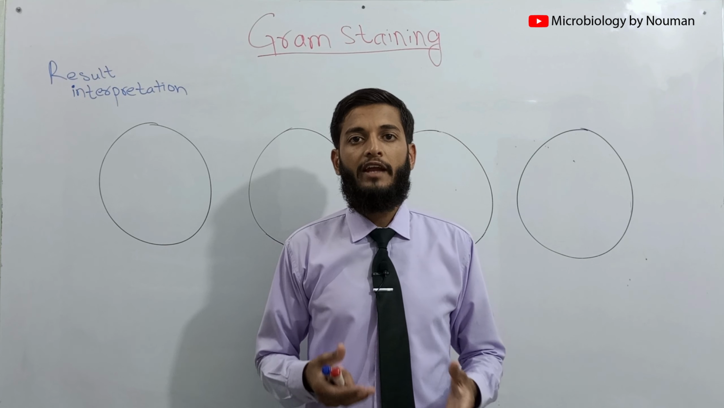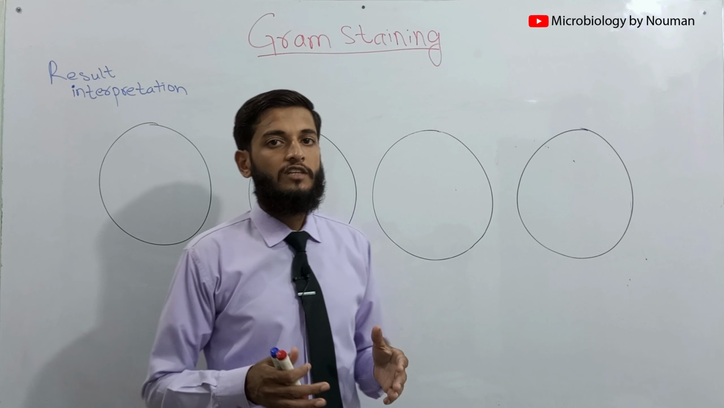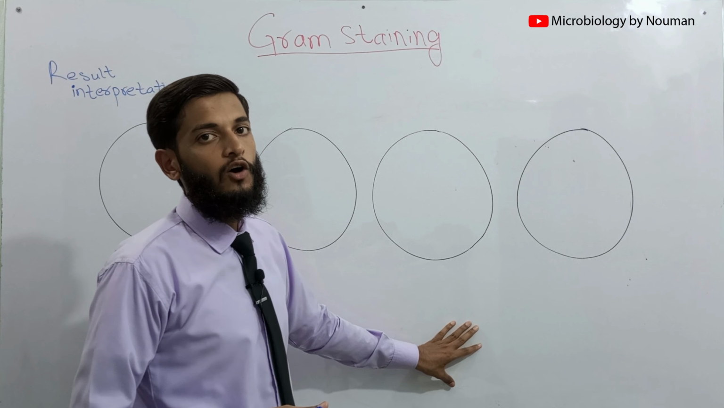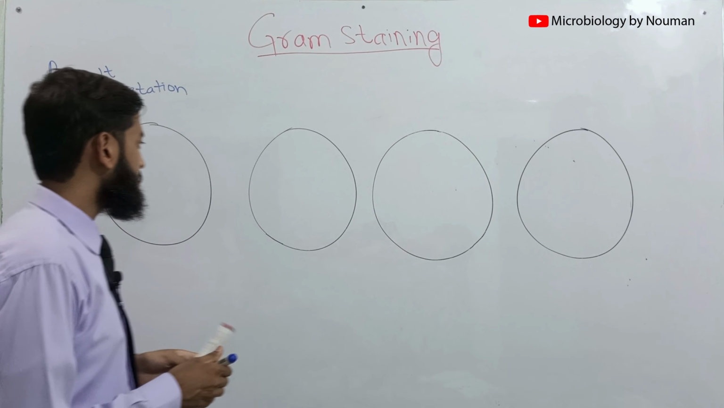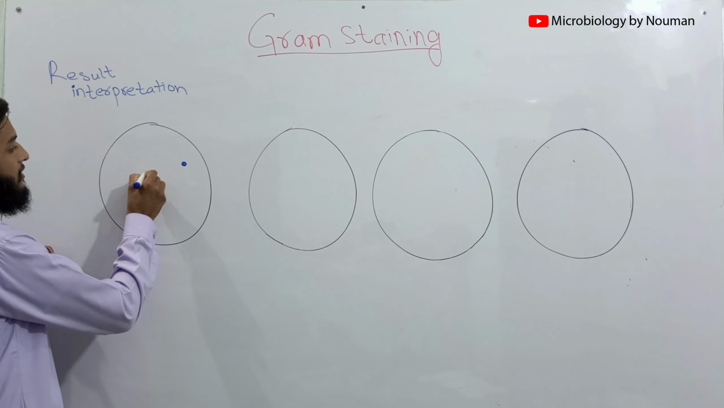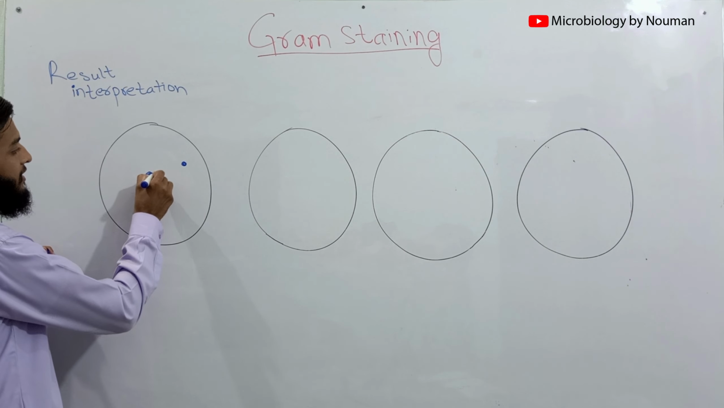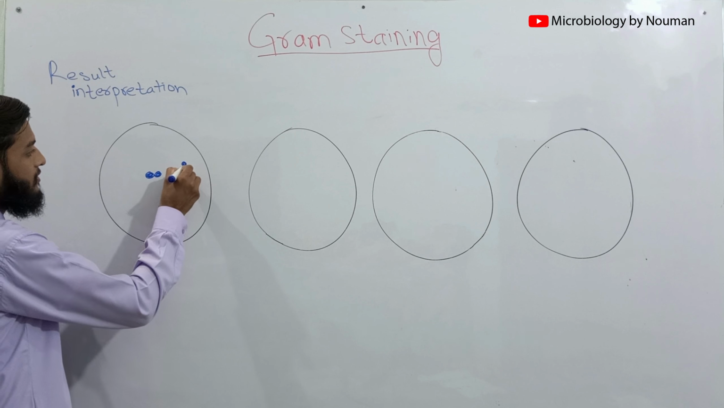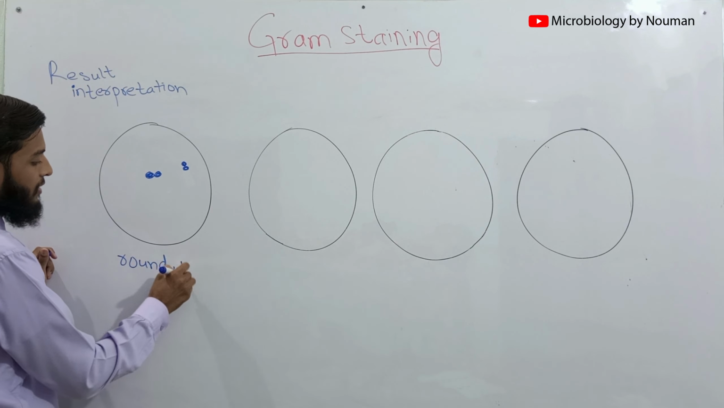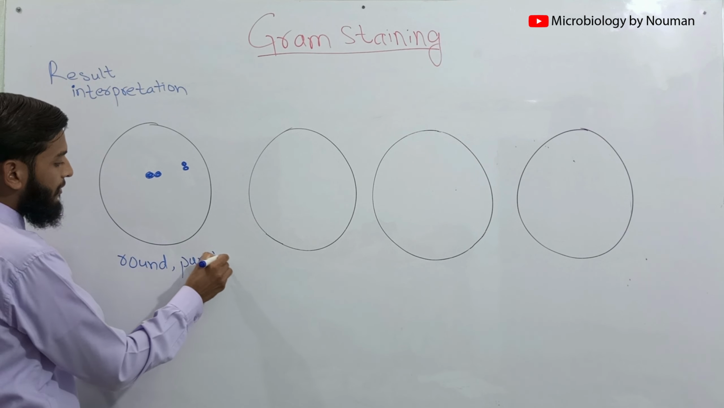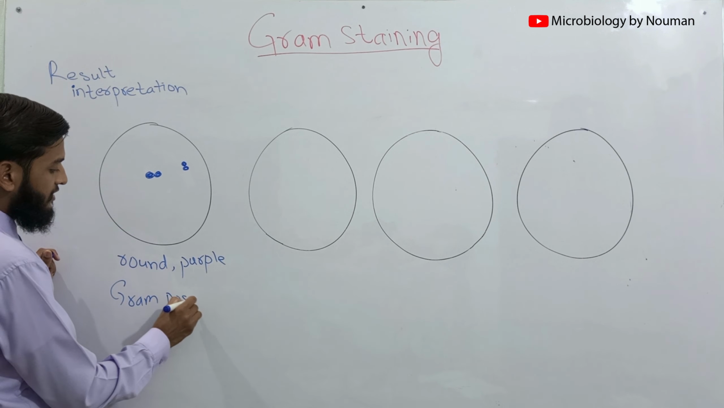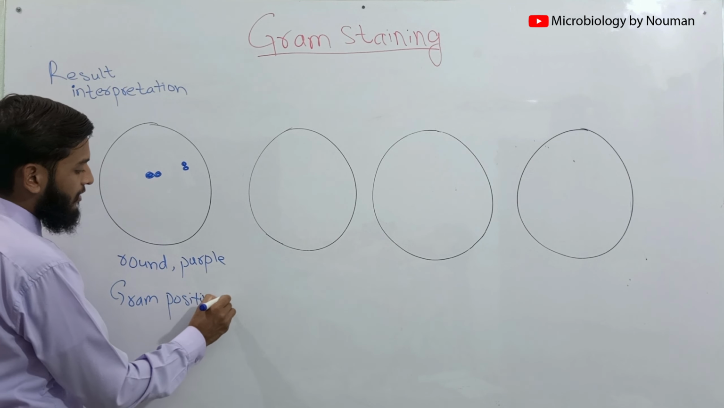So after performing the gram staining, we will focus our slide under the microscope and there are a few possibilities of how bacteria will look. So we see round shaped bacteria that are appearing purple in color, right? Round shaped bacteria, purple in color, we call them gram positive cocci, because gram positive bacteria appear purple in color.